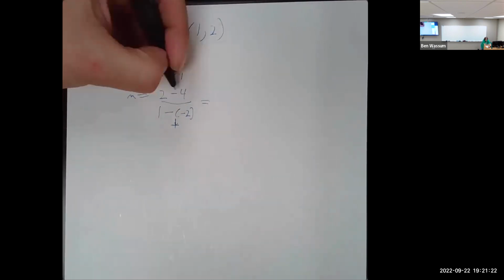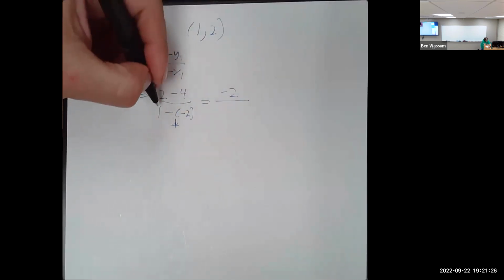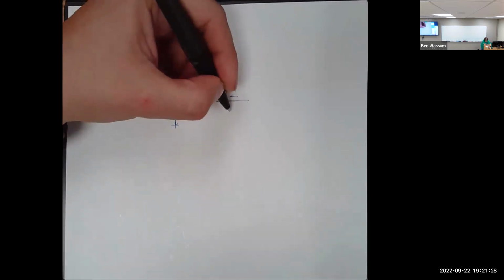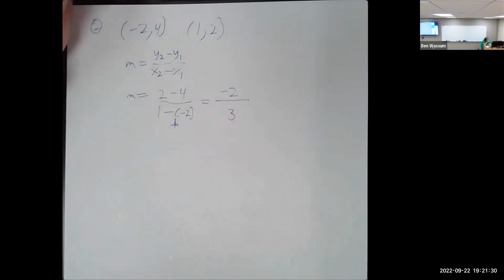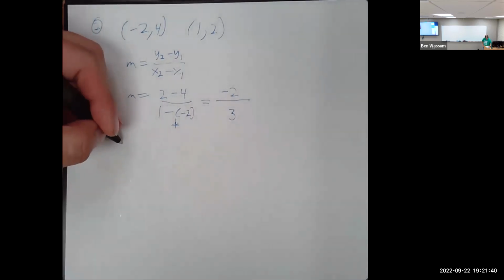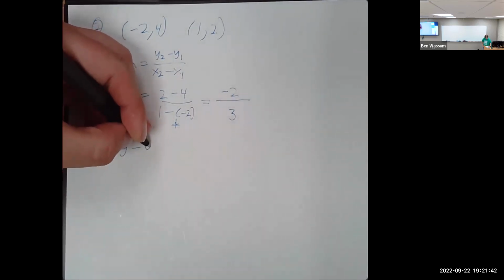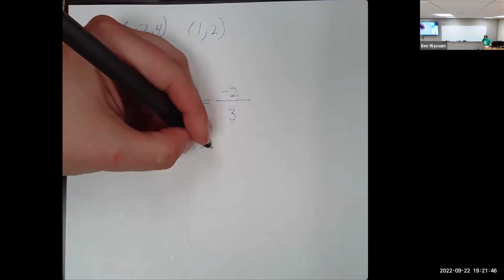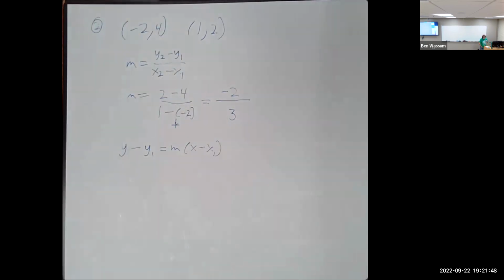Okay, so 2 minus 4 is a negative 2. And then 1 + 2 = 3. Well, there's our slope. So now we have a slope and 2 points. Now we can use y minus y1 is equal to m times x minus x1. Now we can use that.